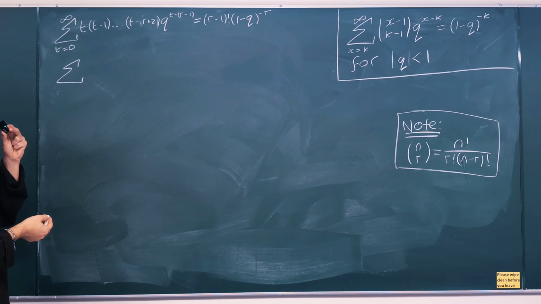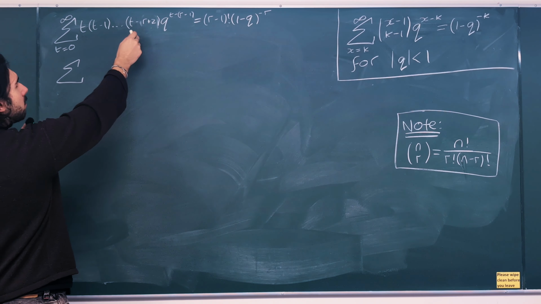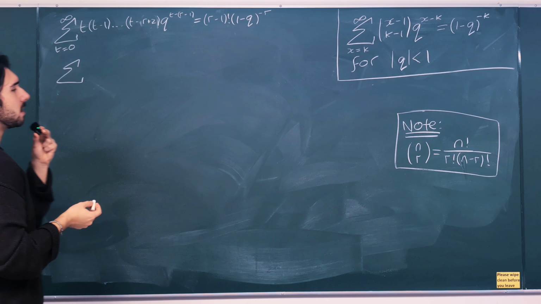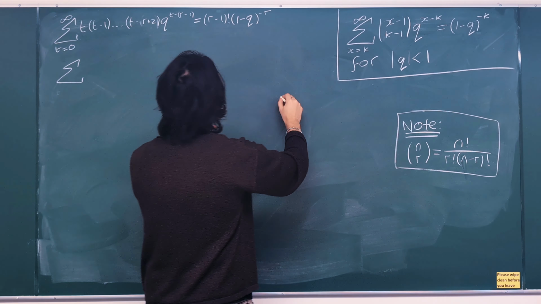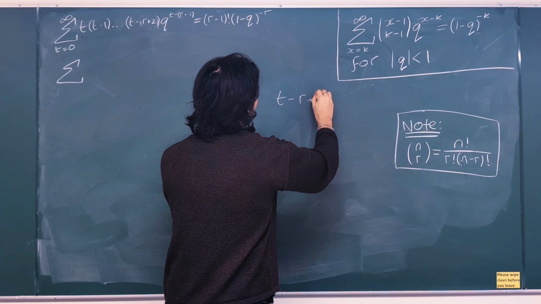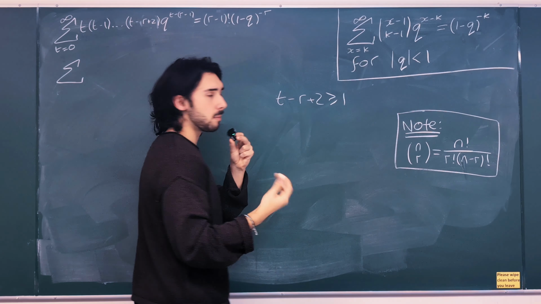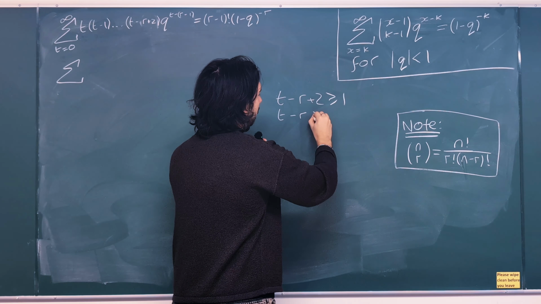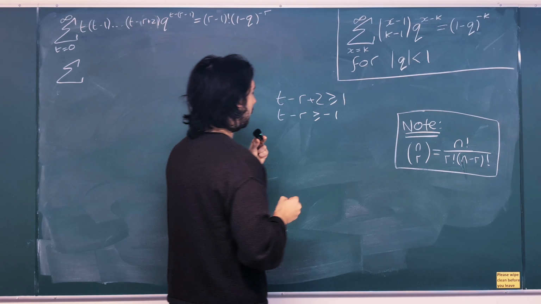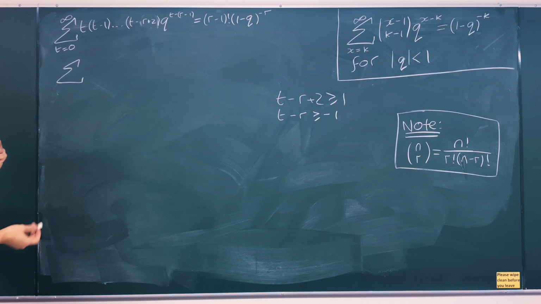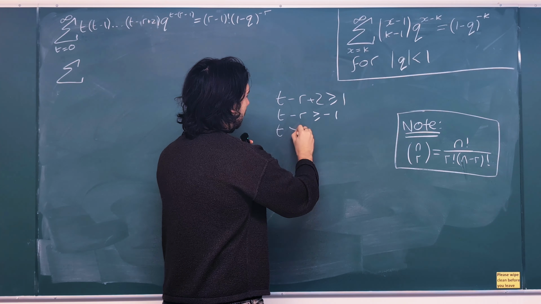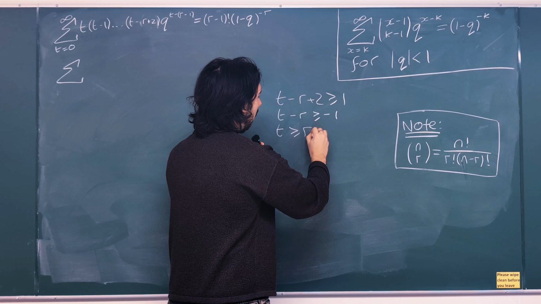When is the last time that I'm going to have a 0? Well, I've got t minus r plus 2 here. So what I really need is for that to be 1 or bigger. That means that I've got t minus r bigger than or equal to minus 1. So I should start when t minus r is bigger than or equal to minus 1. In other words, when t is bigger than or equal to r minus 1.